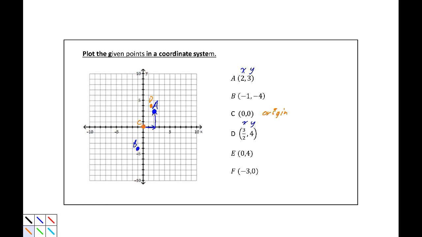That is in the first quadrant. I didn't notice that in the other. So A and D are in the first quadrant. B is in the third quadrant.